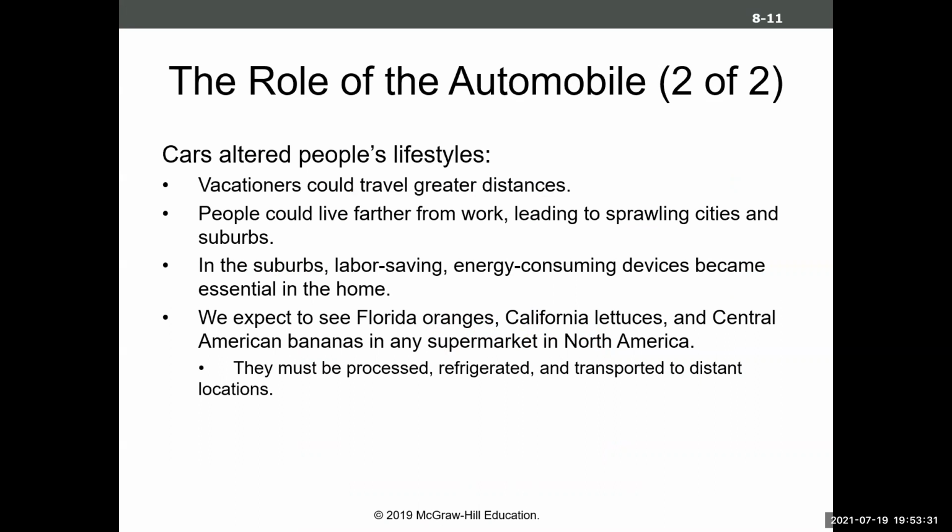And like I mentioned, the automobiles really change people's lifestyles. You're able to travel greater distances. Like I mentioned, we went across the country in 4.5 to 5 days, where, if you did that 200 years ago, it was taking you months to get across the country. You also can live farther from work, like I mentioned, that commute time.